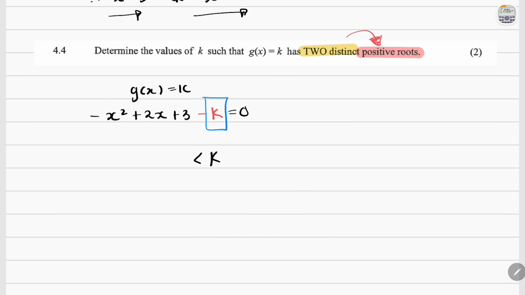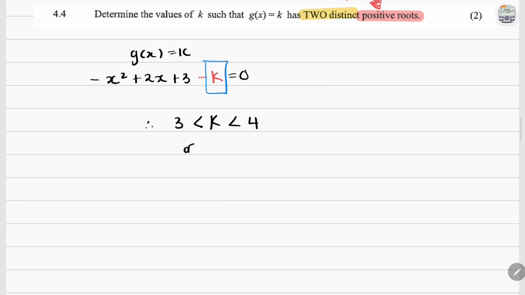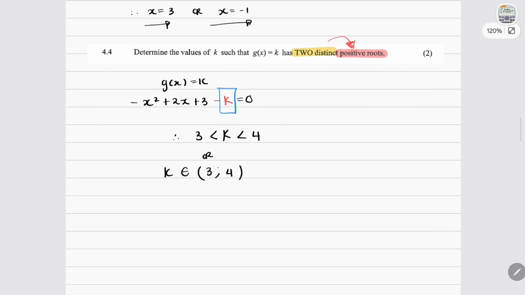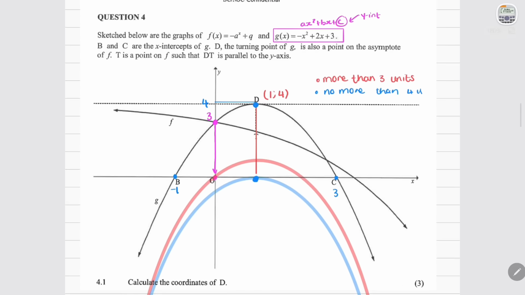So it can be anything greater than 3, but less than 4. Okay, and that would be our answer. If you wanted to write this in interval notation, you're simply saying k should be anything greater than 3, so from 3 to 4. You can use these numbers, anything between 3 and 4, and that would work. So not from 3, but between 3 and 4. Okay, so that is our answer there. I hope that made sense.